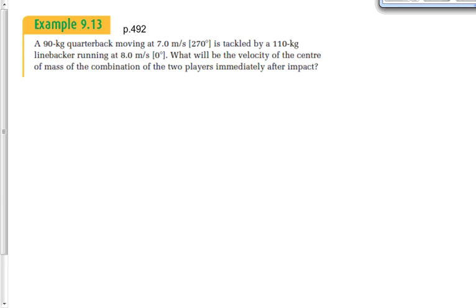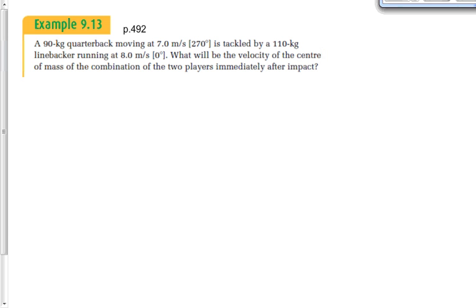Let's take a look at this one example on page 492. We got a quarterback who's 90 kilograms, which is almost twice. No, it's not twice my weight. 70 kilograms. So he's quite a bit heavier than I am, but not twice my mass. Moving forward moving at 7 meters per second at 270 degrees. What does that mean? I don't like that notation because they don't use it in Physics 30 on diploma exams at all. I'll draw the picture for you in just a second, okay?